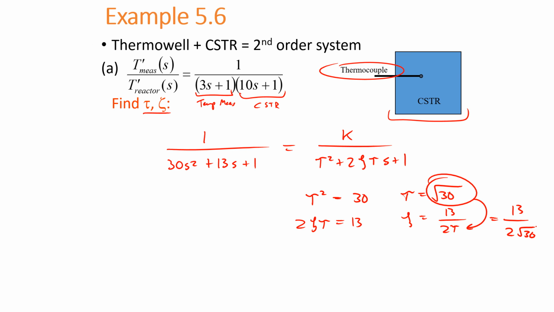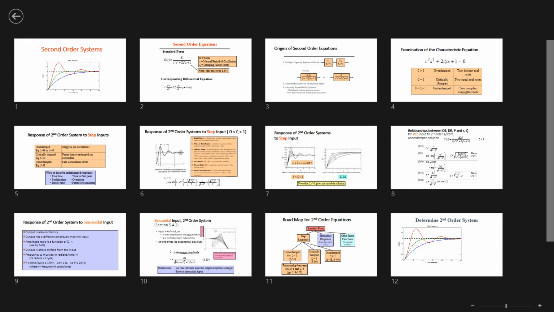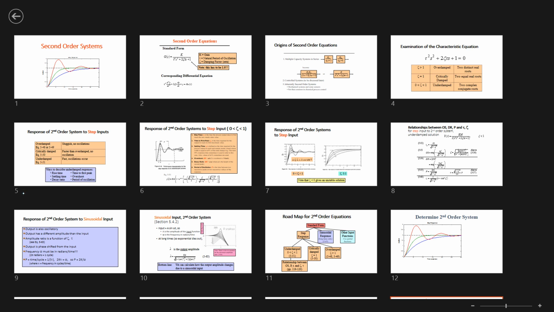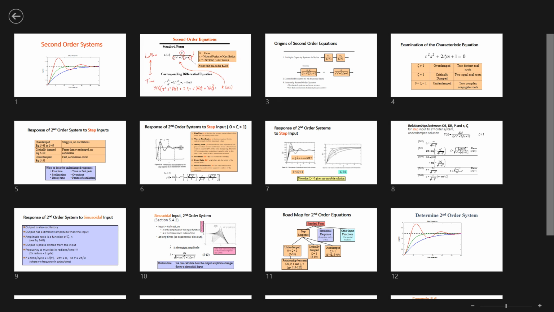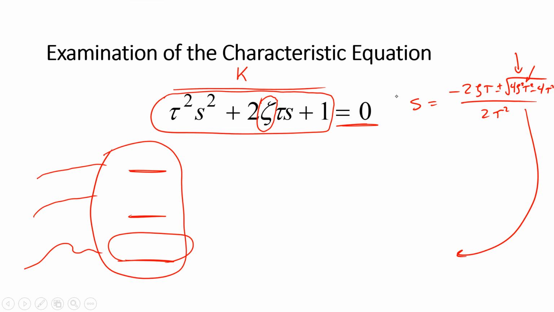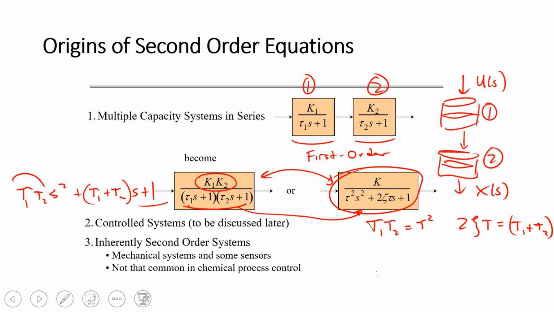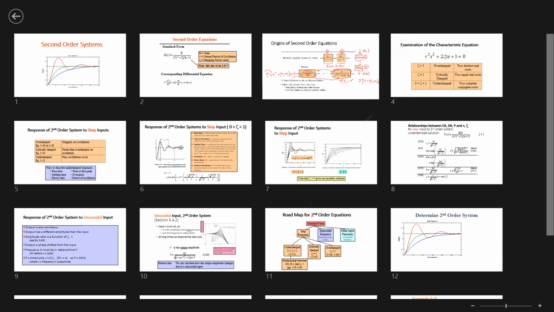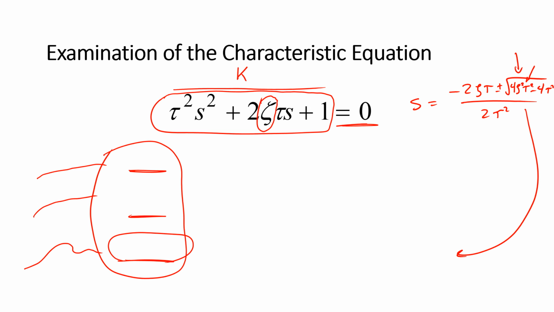Okay, so that concludes this presentation on second order systems. What we did is we covered just a standard form, and then moved on to the origins of the second order equations. You can either have 2 first order equations, or it can be underdamped and not have 2 first order equations. And then we moved on to some of the characteristics just by looking at the denominator and that zeta value.